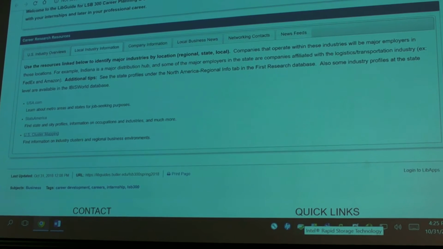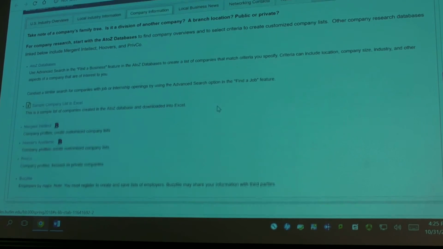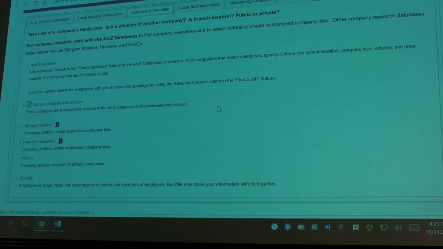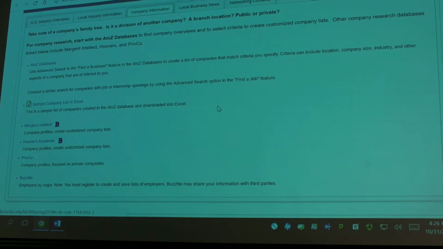All right, we're going to switch now from talking about resources for getting information on industries to resources that will help you get information about companies. And so on this third tab that says company information, a couple things that I want to point out to you. When you think about a company, before you even start typing anywhere, you should be thinking about that company's family tree. What do I mean by that?